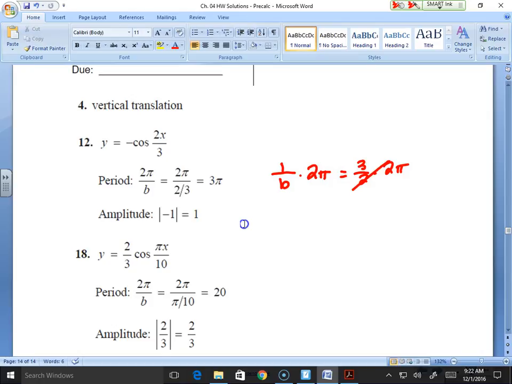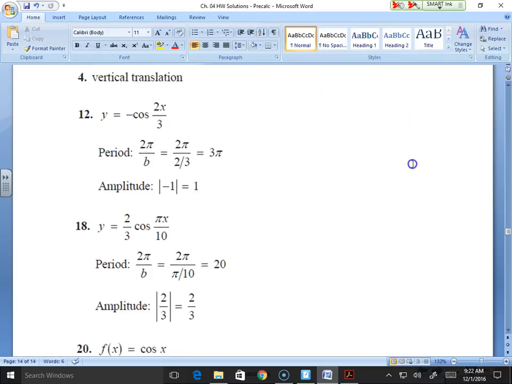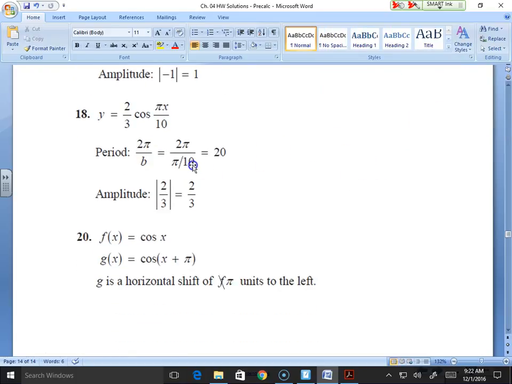Cancel the 2's. Okay. Amplitude. There is a negative, but the negative flips the shape. The number being multiplied is just 1. So you can think absolute value, or you can think the negative is a reflection. I don't want that. I want how high, how low, which is just 1 up, 1 down. That's number 12. Number 18. Super similar. I think my way would have been easier also, right? Look at theirs. Ugh, pi over 10.